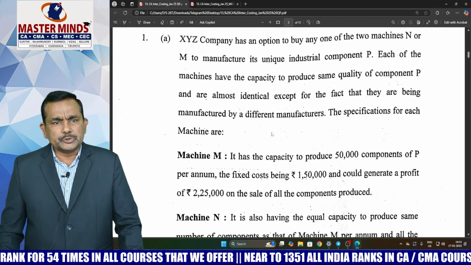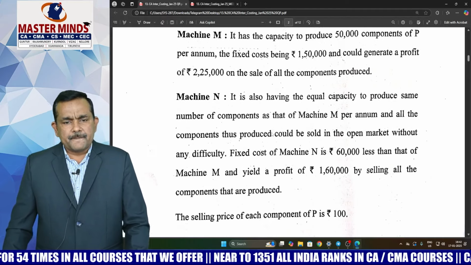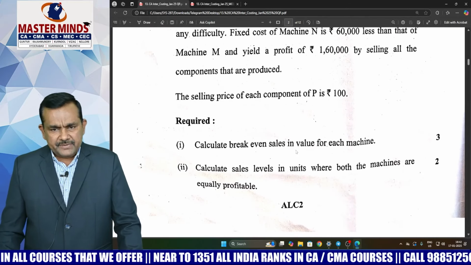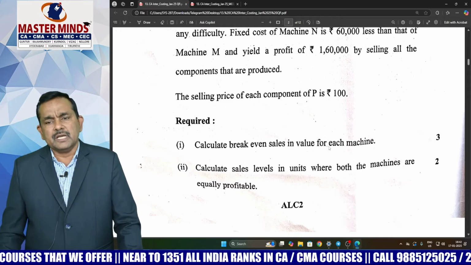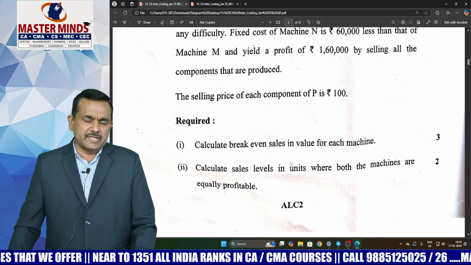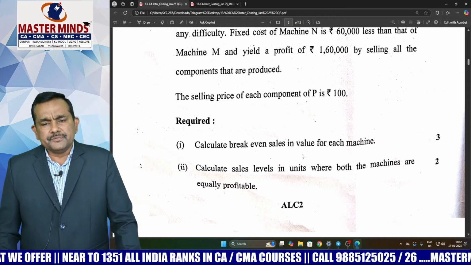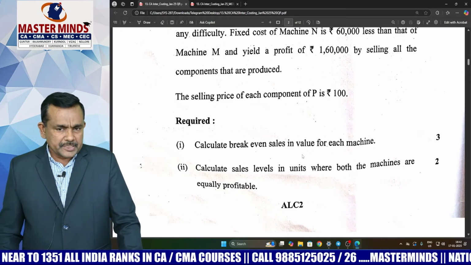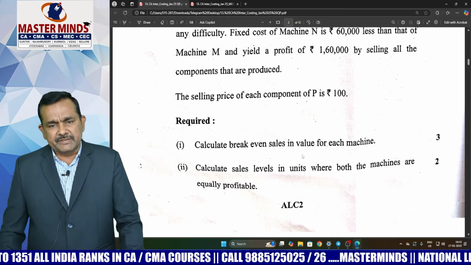This is part 2. So this is the marginal costing, sir. Calculate the break-even sales in value for each mission. So for each mission, break-even in rupees equals each mission's fixed cost divided by contribution per unit, sir. Then you can easily get the break-even sales.